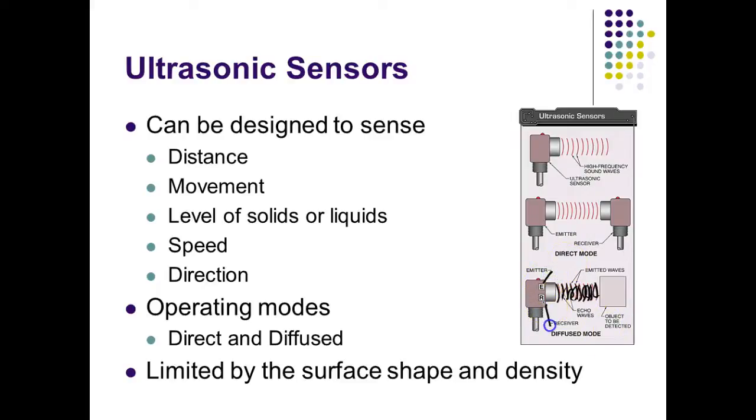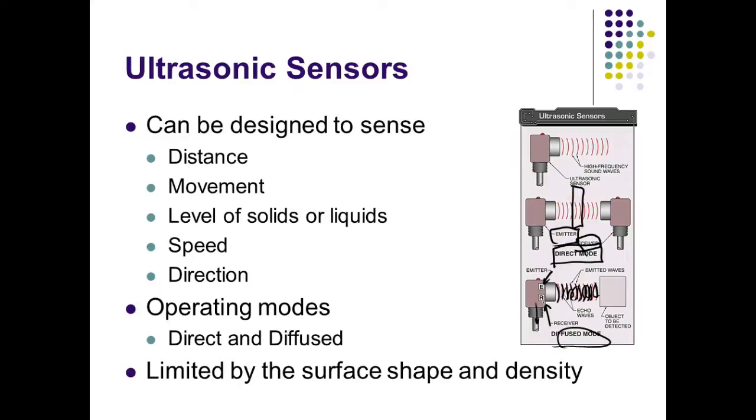Here, your emitter and your receiver are inside the same unit, and then of course this would send this information back into either a PLC or something else. Then we have what we call the direct mode, where the emitter and the receiver are two different units. If something comes in between these two units, then the receiver would no longer receive the pulses. So these are the two modes of operation: the diffuse mode and the direct mode. You need to know those.